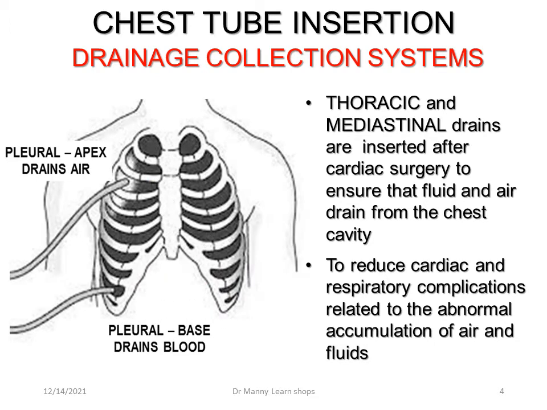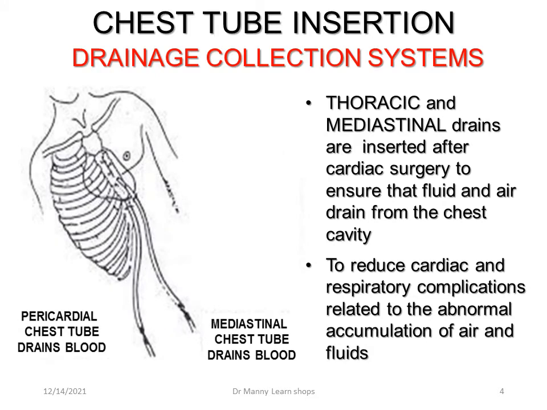So, pleural drains typically are placed at the apex and at the base. Apex typically drains air in the upright position. Pleural, the base, drains blood in the upright position. When you look at pericardial chest tubes, which can be mediastinal, as far as terminology goes, they drain blood. Mediastinal chest tubes drain blood as well, because you don't want to end up with a pericardial tamponade, and certainly not an effusion.